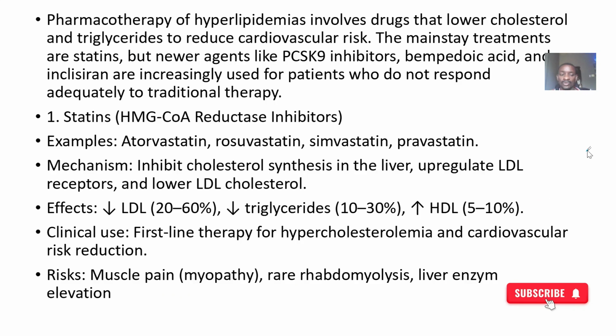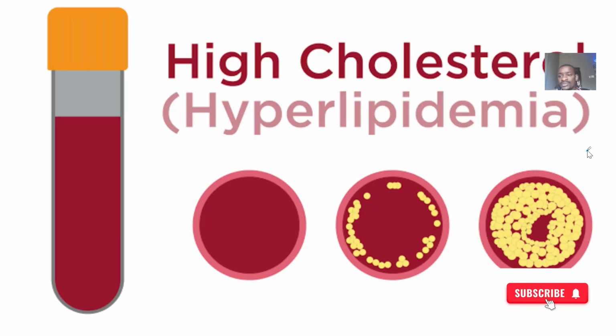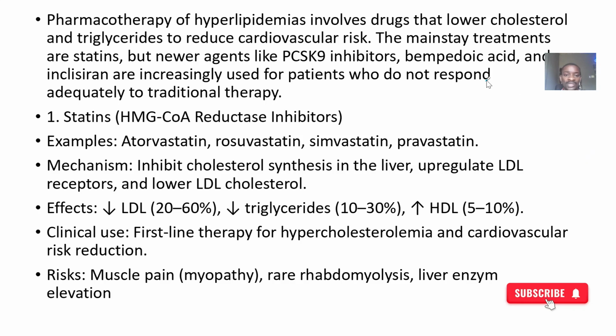Okay, so we're looking at what? The various classifications of drugs that we use in treating these issues. So pharmacotherapy for hyperlipidemia just involves drugs that will lower bad lipids in your system. So you have high levels of what? Bad lipids in your system. So you want drugs that will lower it. So they reduce the effects that it would have had on your heart.